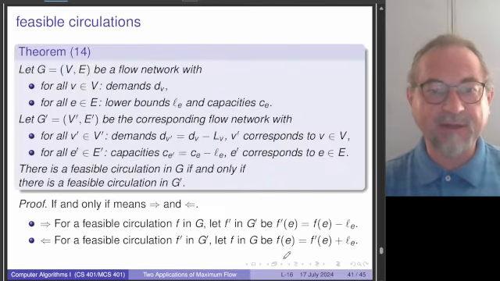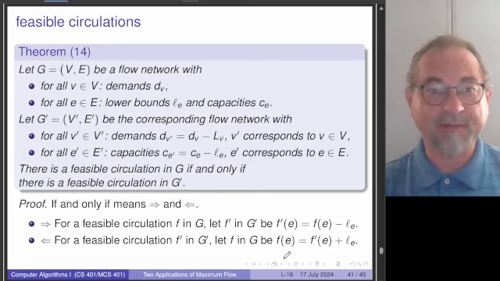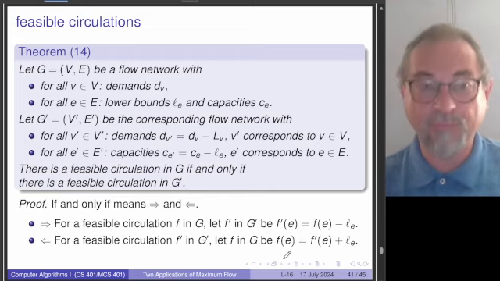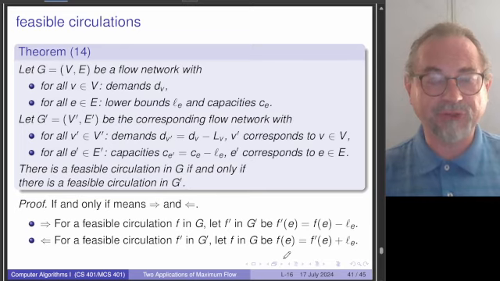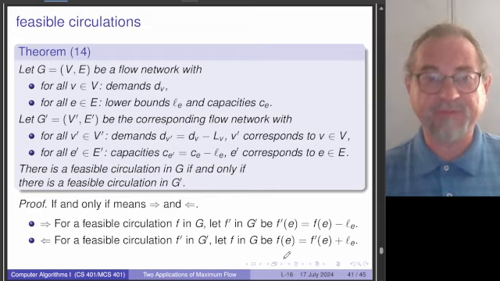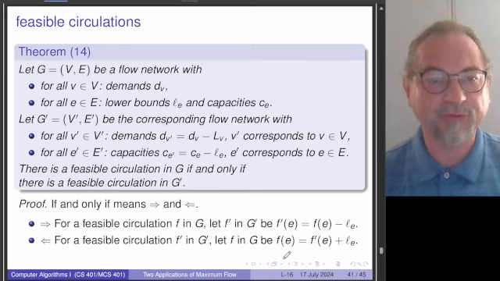So here is then the theorem. We have a flow network with demands and lower bounds on the capacities. So we can derive a new flow network, G prime, so that we have adjusted demands and adjusted capacities. For the capacities, it's a very simple formula. For demands, it looks a little bit more complicated because we use those conservation laws.